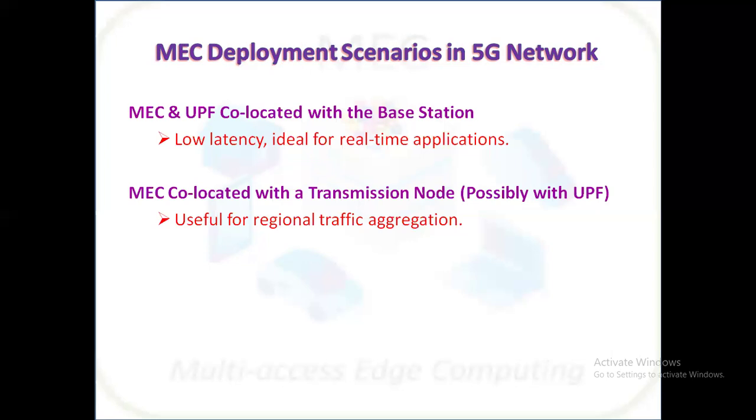On the other hand, when MEC is co-located with a transmission node, possibly along with UPF, it is particularly useful for regional traffic aggregation. This deployment can improve network efficiency and reduce the distance data needs to travel, optimizing bandwidth usage for localized services while maintaining good performance levels.